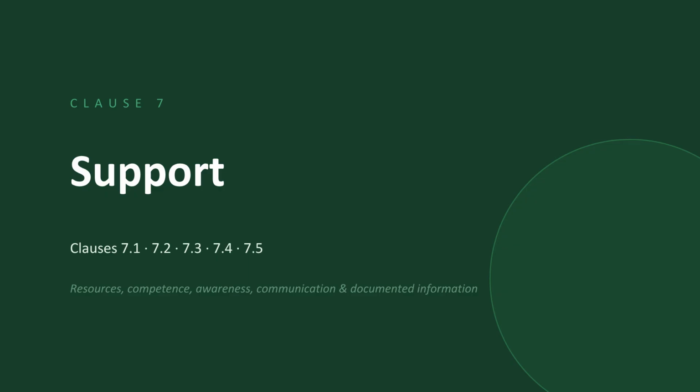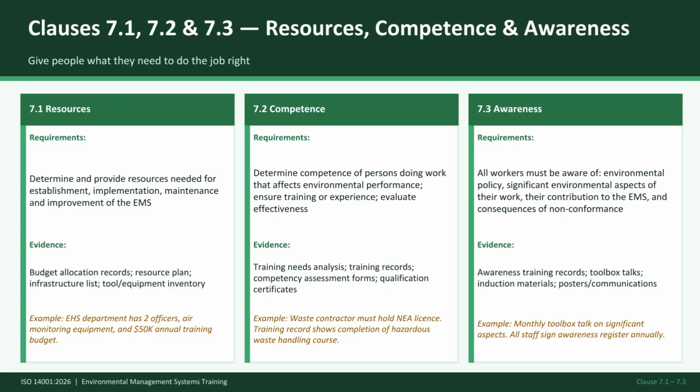7.1 Resources. You must determine what resources your EMS needs and provide them. This includes human resources, staff, time, financial resources, technology, and infrastructure. If you claim you have an EMS but have zero budget for it, that is a Clause 7.1 finding.